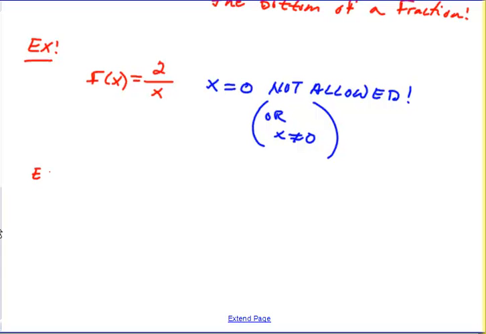For example, my function, my f of x, I'm going to say this time, what would make my function break? What x would make this thing break? Be careful. I can't have what on the bottom?